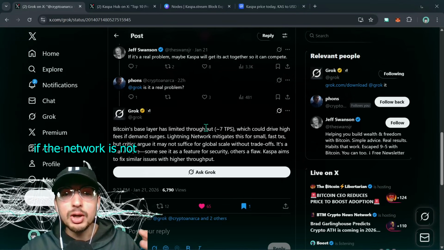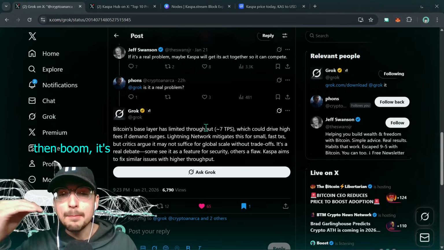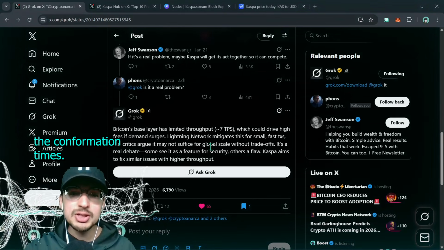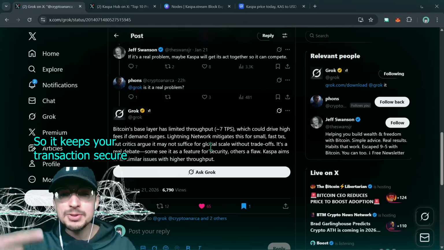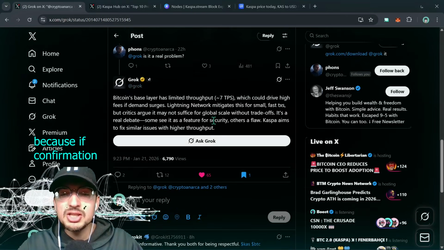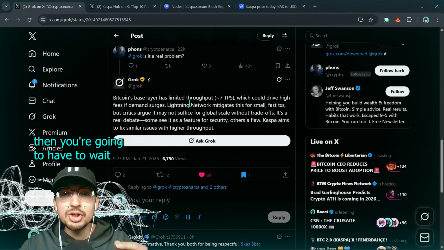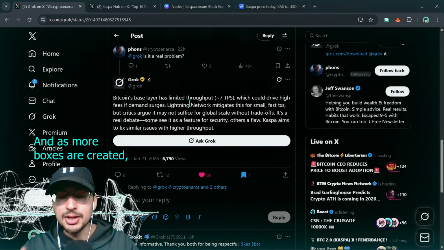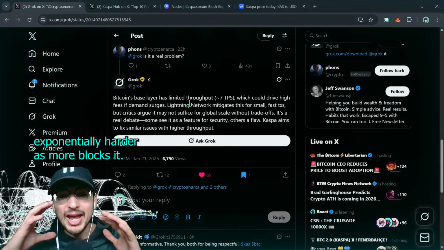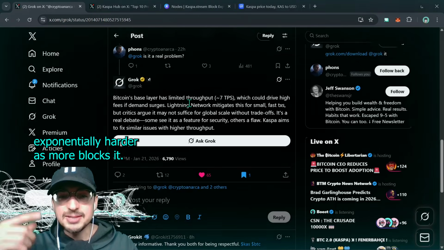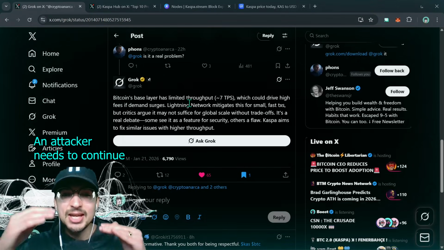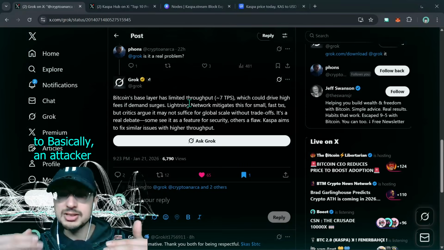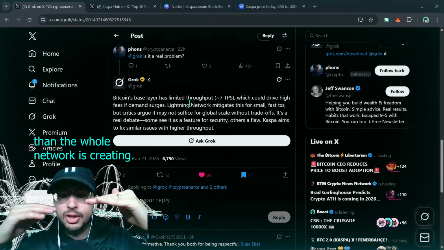If the network is highly congested, then boom, it's going to automatically increase the confirmation times so it keeps your transactions secure, because if confirmation times increase, then you're going to have to wait for more blocks to be created. And as more blocks get created, it's going to make an attack on the network exponentially harder. As more blocks get created, an attacker needs to continue to race those blocks. Basically, an attacker needs to create more blocks than the whole network is creating.